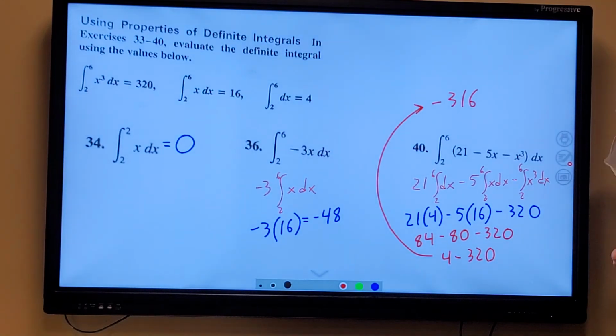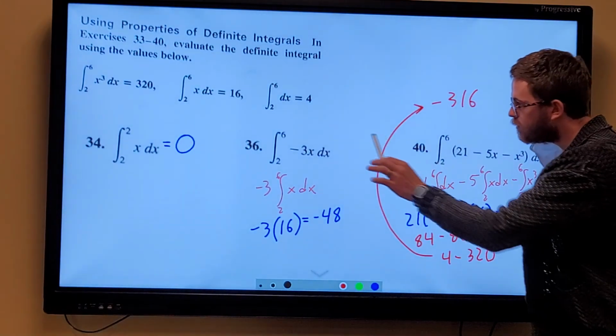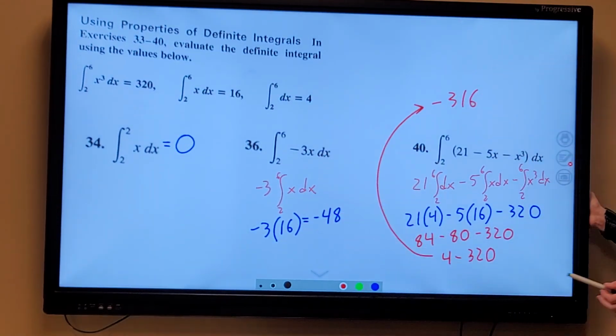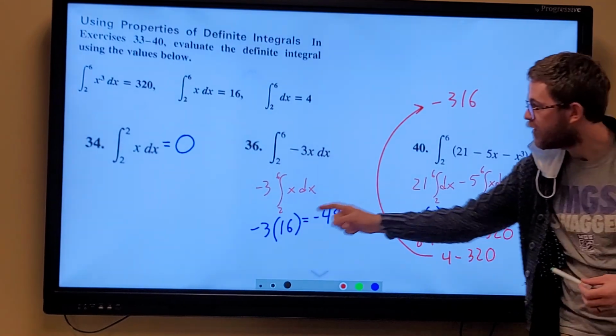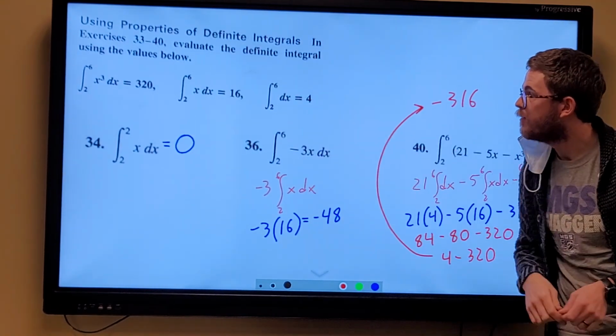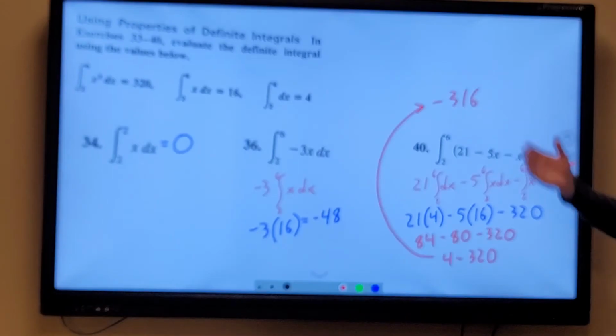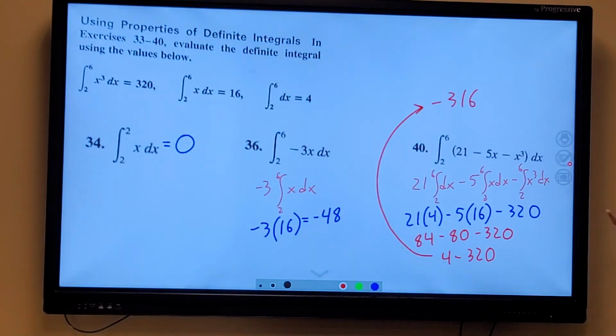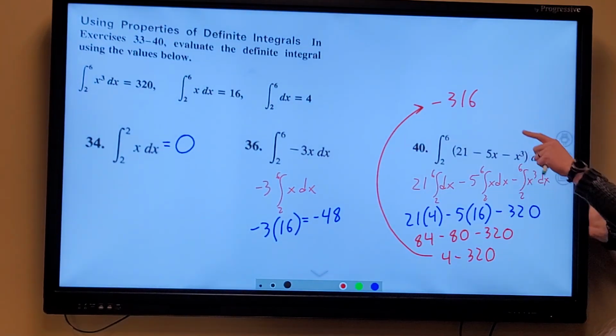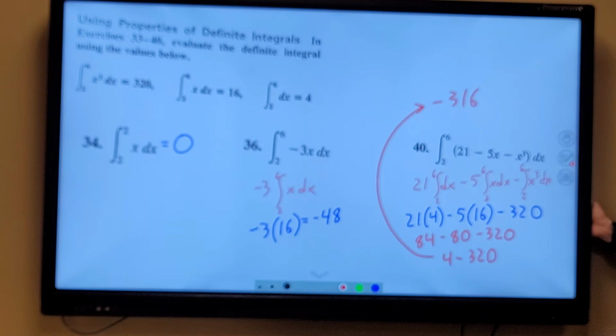They're just trying to trick you a little bit on that one. But the next two are pretty much exactly what we were looking at from the previous example. I rewrote this by pulling out the -3, and I know I can find that definite integral using the fact they gave me in my problem. In this last one, I broke down each term individually. You can see how I broke it down, how I plugged in what they gave me, and I got a -316. Any thoughts, questions about these three here and the properties?